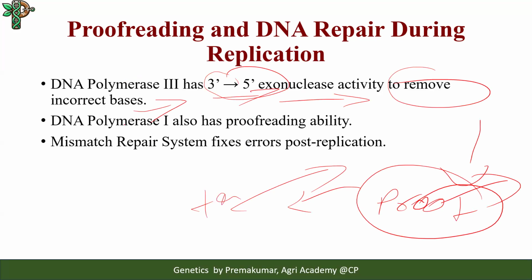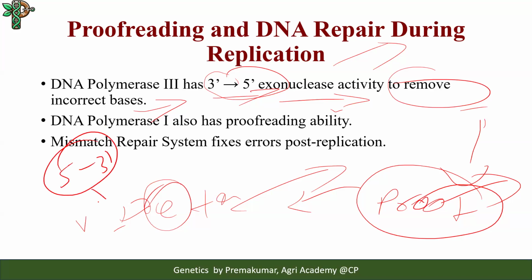That's why replication is very stringent in nature. There are very few errors. But this activity is lost in the Taq polymerase enzyme. That's why PCR has more errors. Okay. Then DNA polymerase 1 has proofreading activity in the 5' to 3' direction also. That is a unique feature.